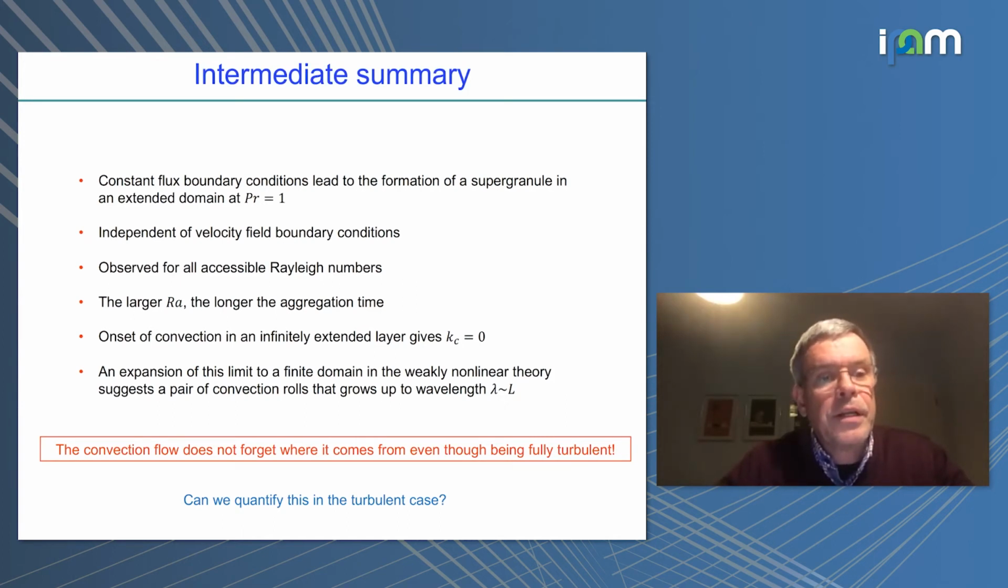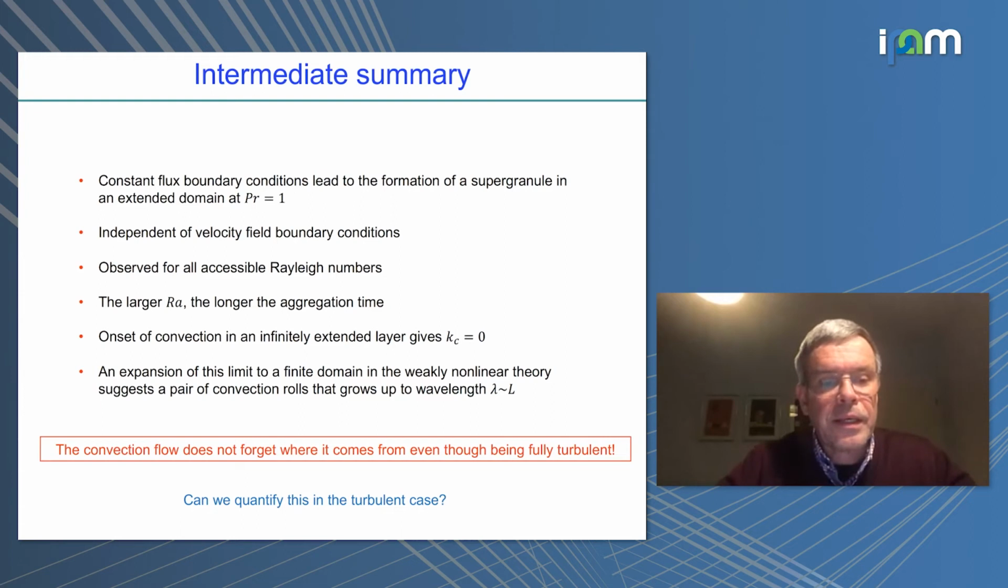The larger the Rayleigh number, the longer this aggregation time was. And we know from theory that at the onset, the critical wave number is 0 for this case in an infinitely extended layer. And we also know from a finite domain analysis and the weakly nonlinear theory that these convection rolls grow up to a wavelength of L, which is the horizontal extension. So it looks like the convection flow does not forget where it comes from, even though we are fully turbulent and far beyond the critical Rayleigh number.